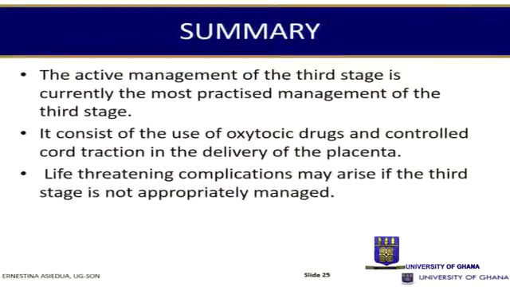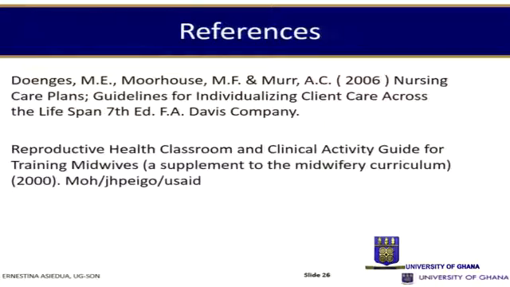We've come to the end of our third stage. We've said the active management of the third stage is currently the most practiced management of the third stage. It consists of the use of oxytocin drug and controlled cord traction and the delivery of the placenta. Life-threatening complications may arise in the third stage and it should be appropriately managed. And this brings us to the end of the third stage, and this is the summary, the references.